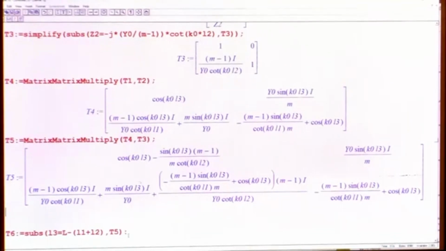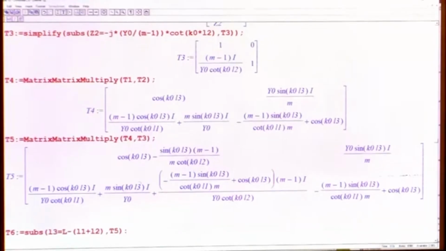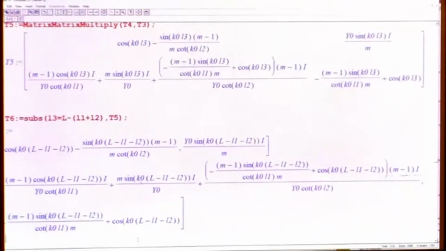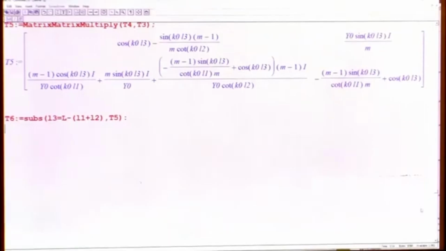Now, things can become even more complicated if we were to substitute L3 is equal to L minus L1 plus L2. So, I have just suppressed the output, but if I do not, I get this. So, it is just a matter of substituting this expression. So, I rather suppress the output here and just focus on this particular matrix here, with the understanding that L3 is equal to L minus L1 plus L2.